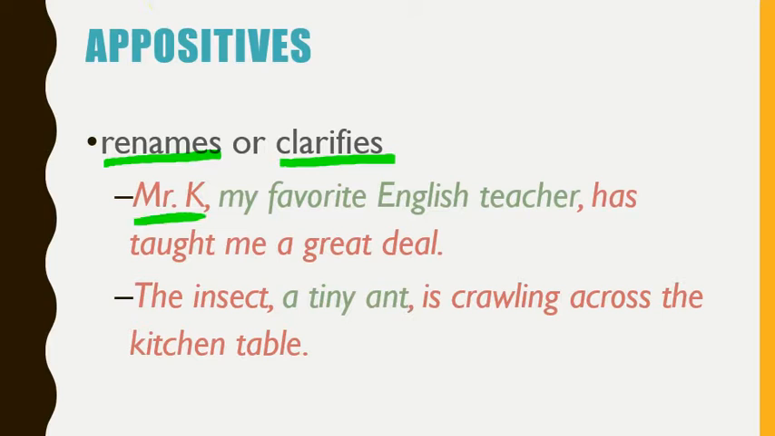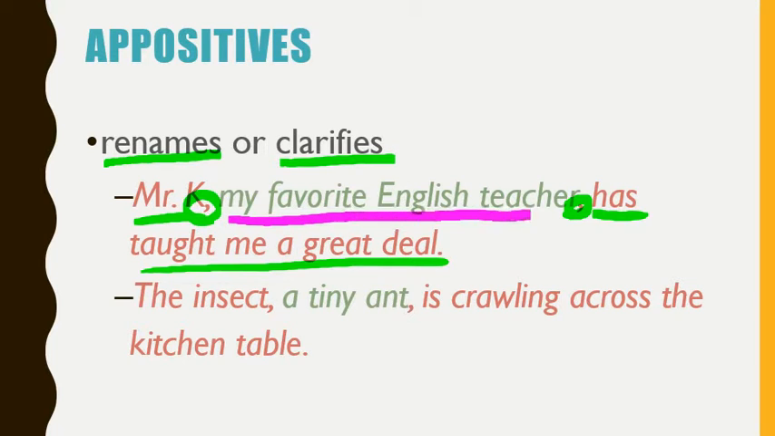So you can say, Mr. K has taught me a great deal. That could be a regular sentence, but you want to add who Mr. K is. You think it would be better to stick in just a few words to explain who Mr. K is. So you add commas there, and you say, Mr. K, my favorite English teacher, has taught me a great deal. And so that part in the middle is considered your appositive for Mr. K.